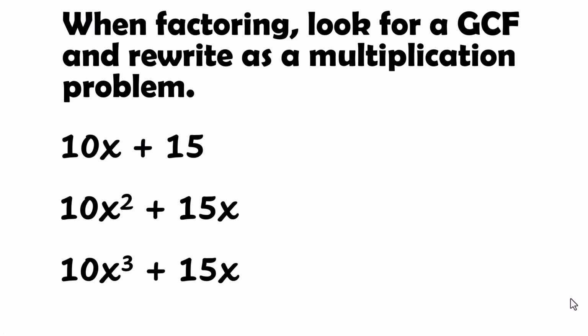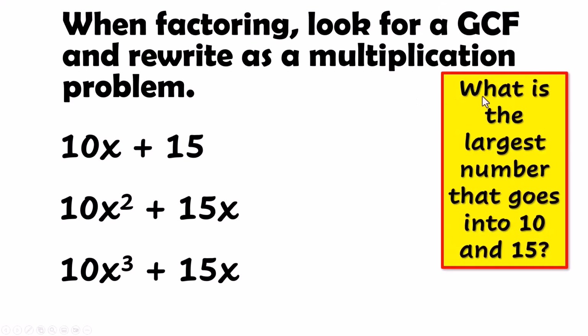When you're factoring and you're just pulling out a GCF, what you're doing is rewriting this as a multiplication problem. So the 10x plus 15 is an answer. What was multiplied together to get that? You start with, what is the largest number that goes into the 10 and the 15? Well, that would be the 5. And what is the largest power of x? Well, 15 doesn't have an x on it, so nothing. There's no power of x that'll work. So the greatest common factor here is just 5.